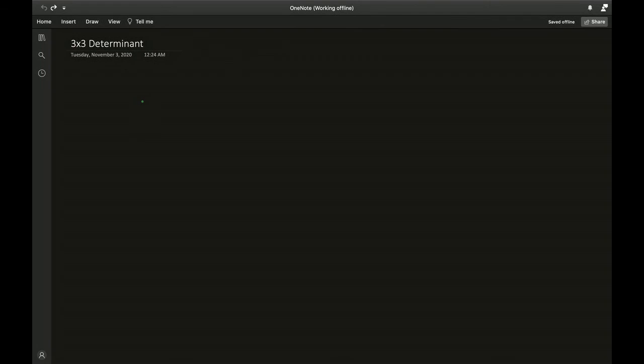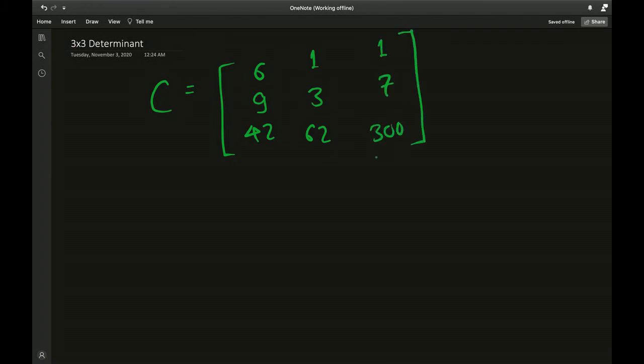So let's move up a dimension. Let's consider a 3x3 matrix, call that C. So 6, 9, 42, 1, 3, 62, 1, 7, 300. Okay, so I told my roommate to give me random numbers to serve as elements for a 3x3 matrix, and this is what he gave me.